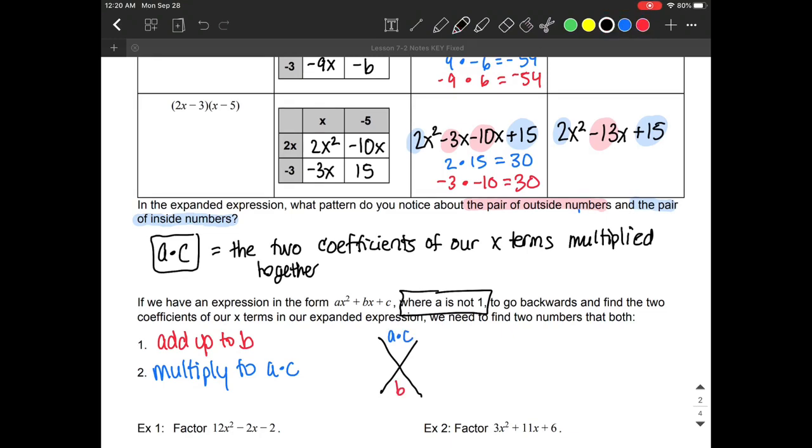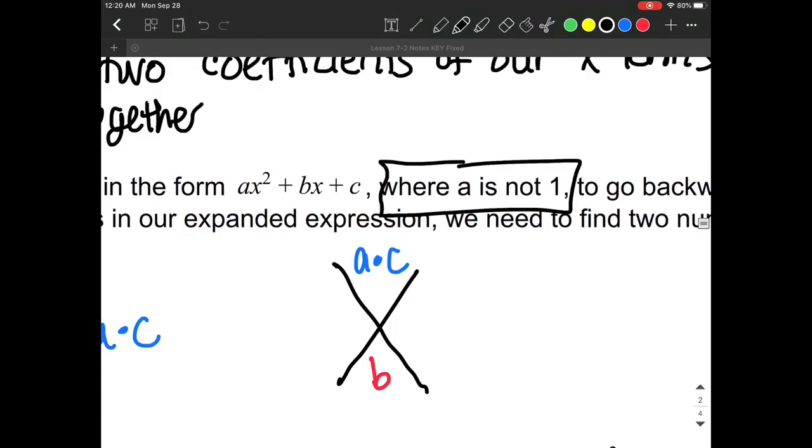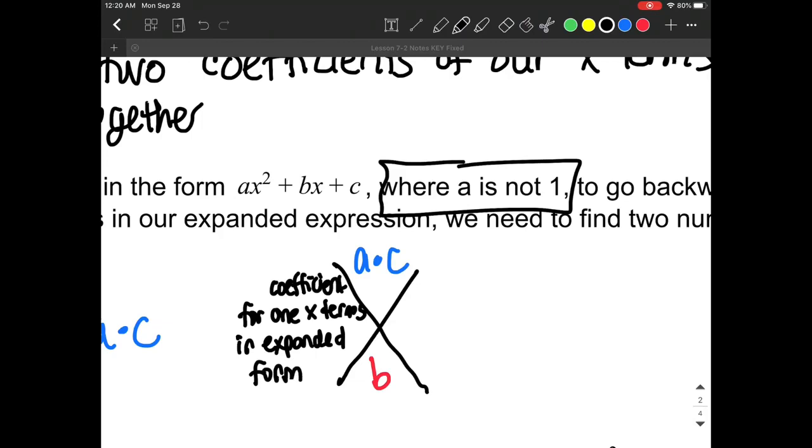But instead of going directly into factored form from this, the diamond will tell us one coefficient for one of our x terms in expanded form, and the coefficient for the other x term in expanded form.